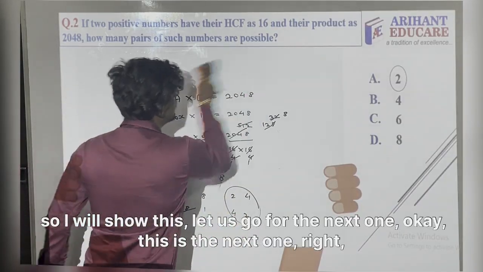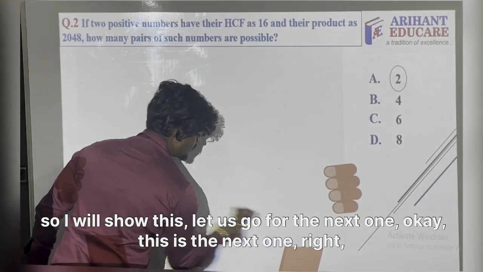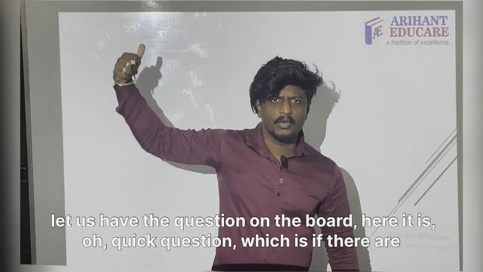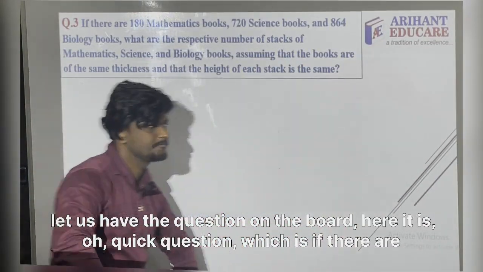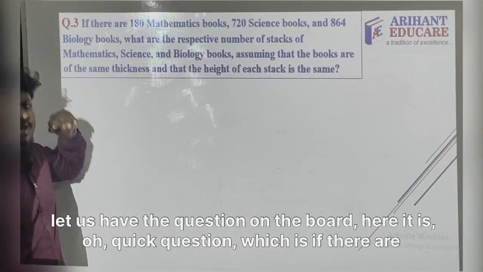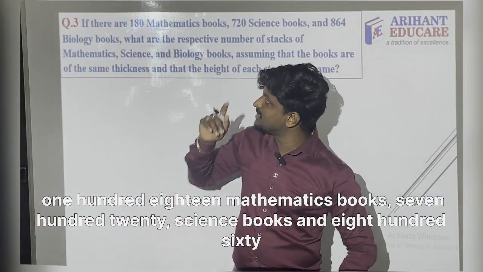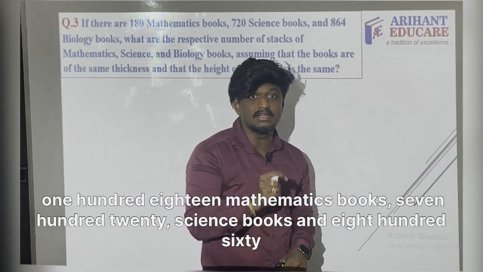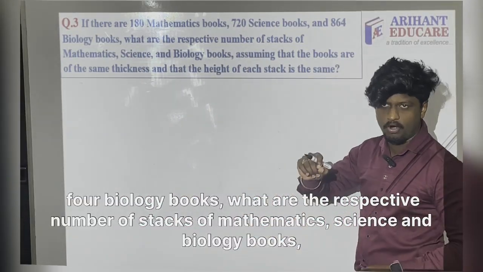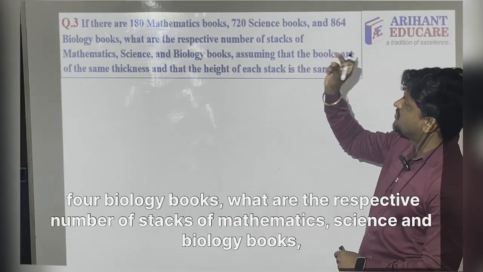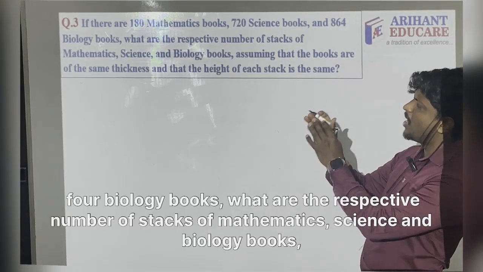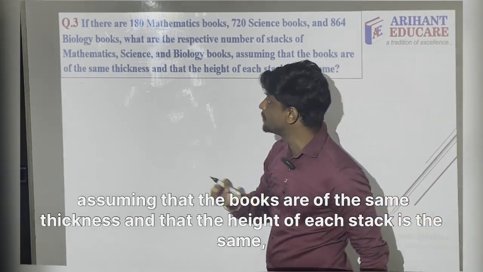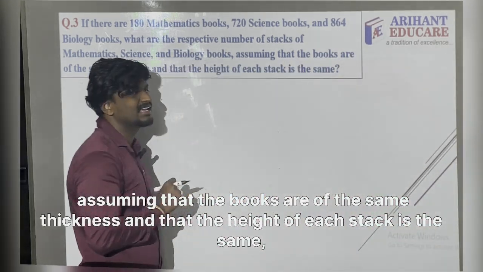Let's go for the next one. Okay. Yep. This is the next one, right? Let's have the question on the board. Here it is. Ooh, big question. It says, if there are 180 mathematics books, 720 science books and 864 biology books, what are the respective number of stacks of mathematics, science and biology books, assuming that the books are of the same thickness and that the height of each stack is the same, guys?